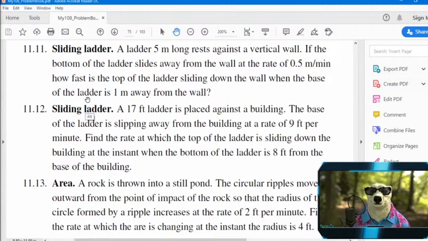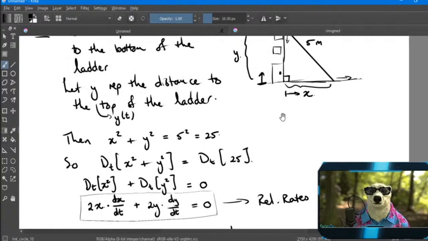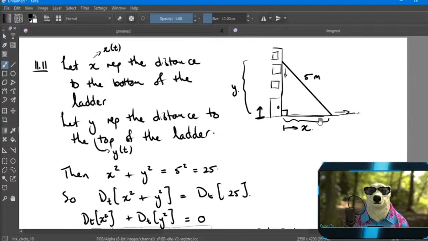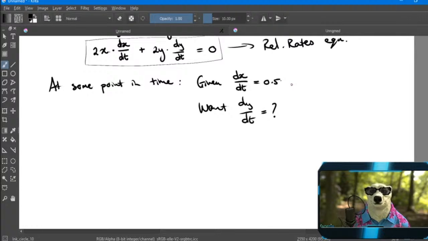The base of the ladder is 1 meter away from the wall. That means at this point in time, x is 1. So x is going to be equal to 1 at this point in time, because that's exactly what we defined x to be. Now, in my related rates equation in the box here, I'm going to have numbers for everything except the thing I want.